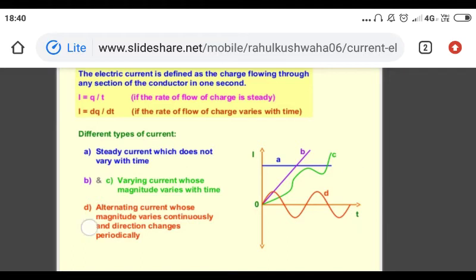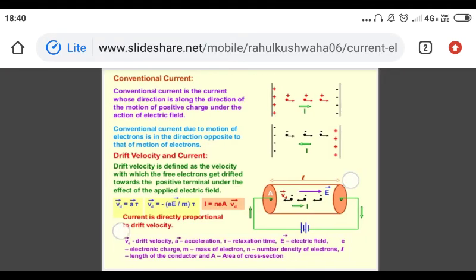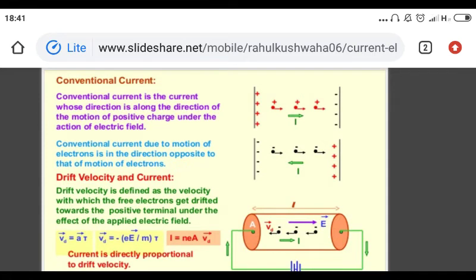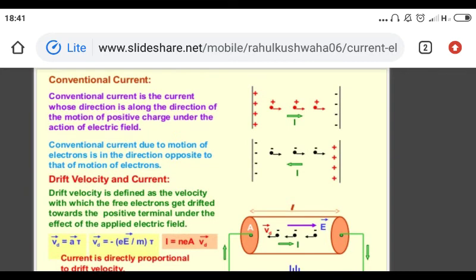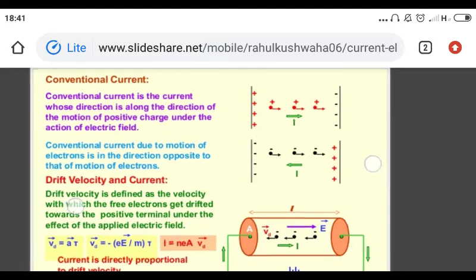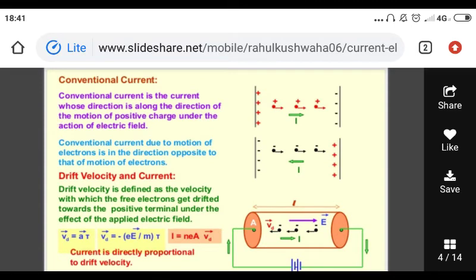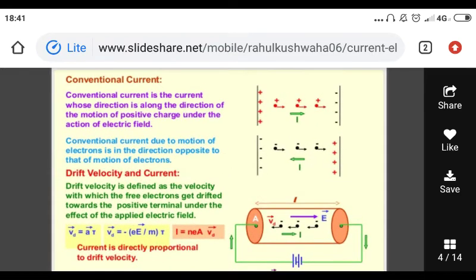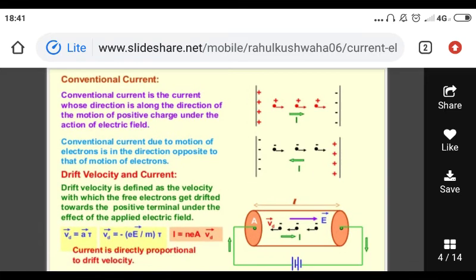Now, convention current, that is one more. As we know, current is just a flow of charge carriers. If we talk about a conductor, we are basically talking about the flow of electrons, because in a conductor free electrons are there. Conventionally, the direction of current is along the direction of motion of positive charge under the action of an electric field. The direction of flow of positive charge gives you the convention.